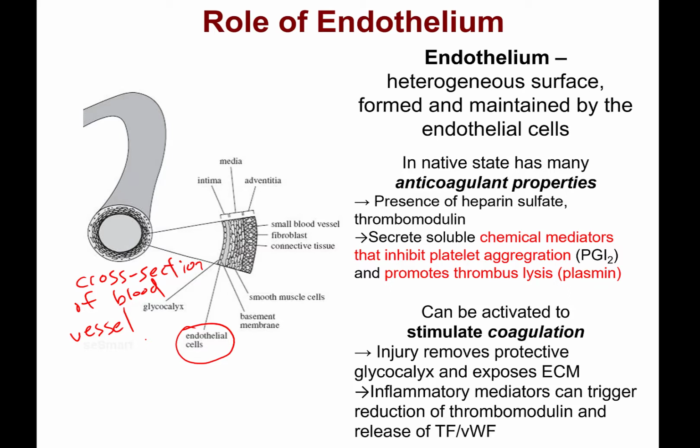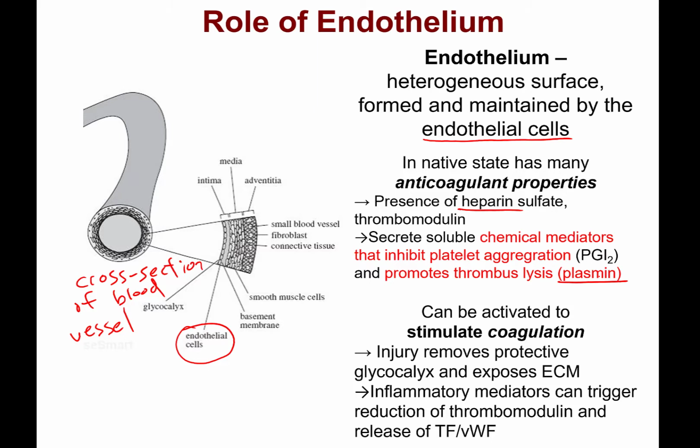The endothelium is a heterogeneous surface, but the endothelial cells are the key player here. In its native state, so this is not after an injury, of course, because that will activate coagulation, it has many anticoagulant properties. There actually is some heparin on the surface. There is also thrombomodulin, which, as its name implies, modulates thrombosis or the coagulation cascade. Endothelial cells also secrete soluble mediators that inhibit platelets and promote thrombolysis. So this plasmin here, that's an enzyme that cleaves fibrin.